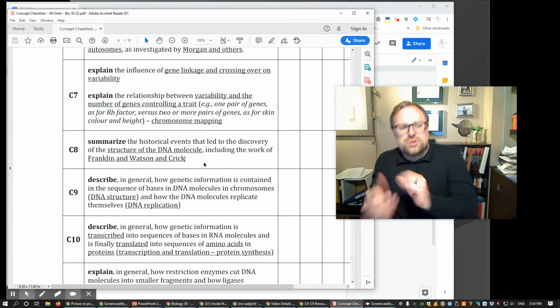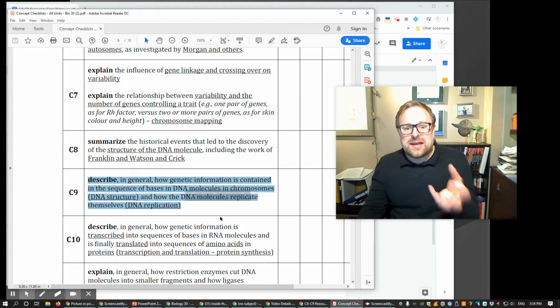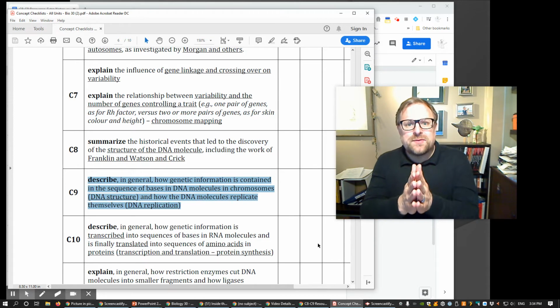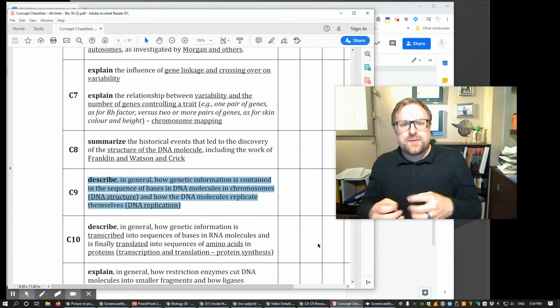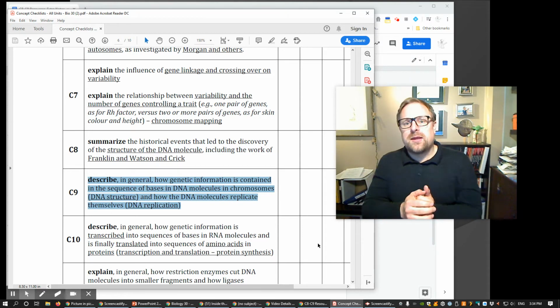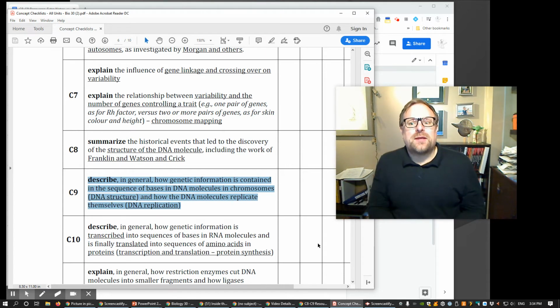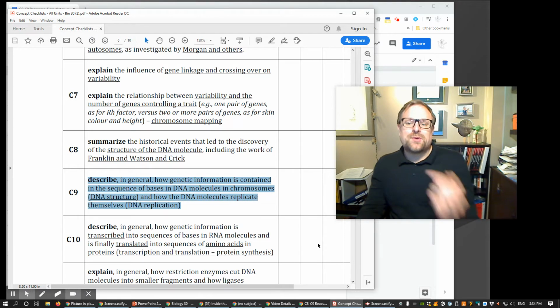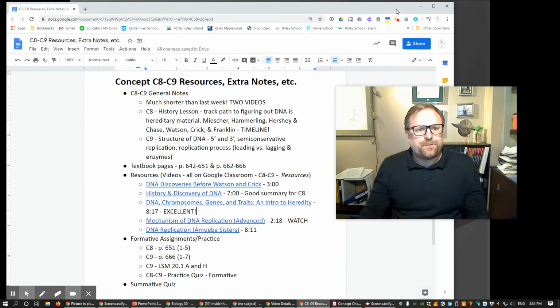Then that transitions us into concept C9. And C9 is again going to look at the DNA molecule itself. What does it look like? What is it composed of? How does it work? And then how do we set ourselves up for cell division properly? In other words, how do we get enough DNA in the cell, replicate or duplicate the DNA in such a way as to make sure that when we're done, we've got the right amount of DNA in each one of our cells? So that's what we're working on. C8 is this video, C9 will be the next video, and we're nearly done Unit C, believe it or not.